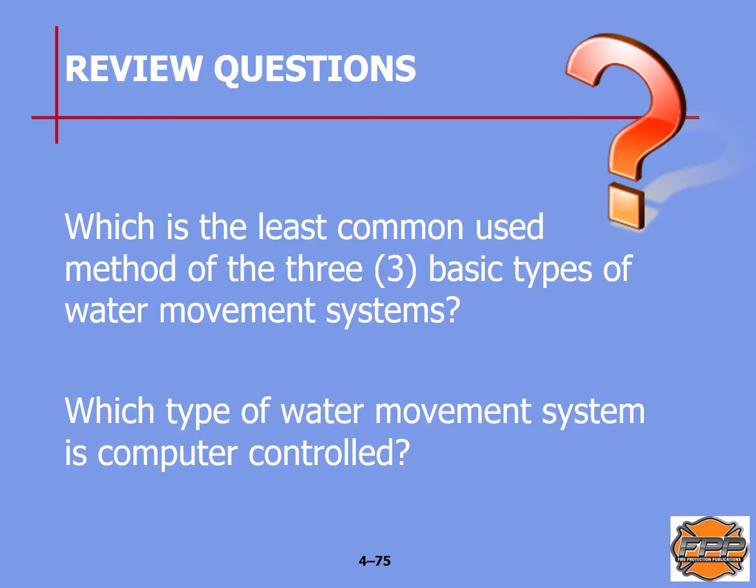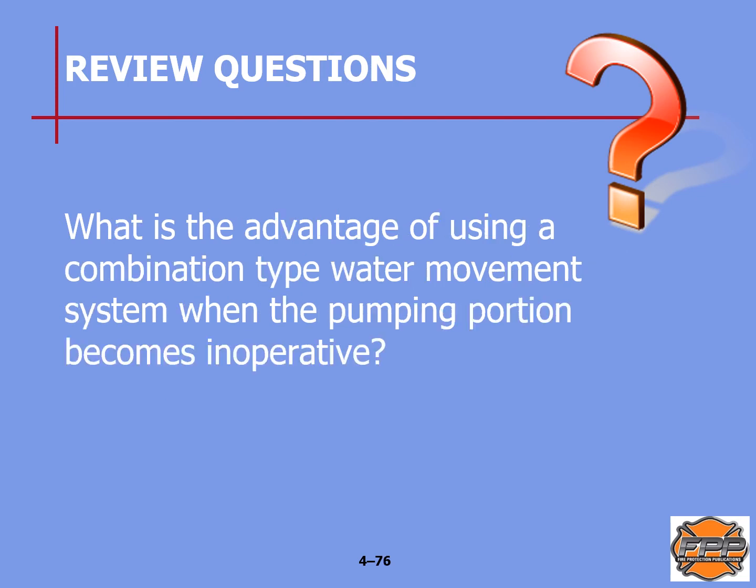Here are some review questions for you. The first is, which is the least common method of the three basic types of water movement systems? That will be on page 55 of your text. The second is, which type of water movement system is computer controlled? That will be on page 56 of your text. Next review question, what is the advantage of using a combination type water movement system when the pumping portion becomes inoperative? That will be on page 57 of your text.